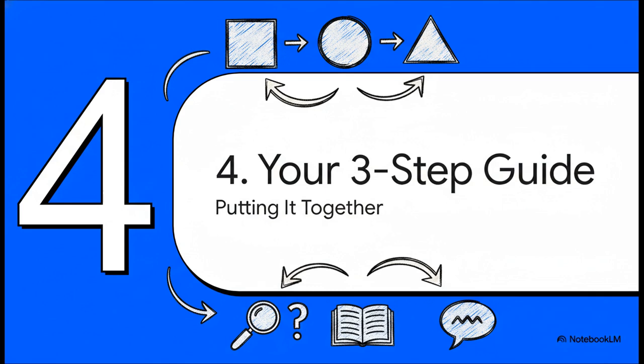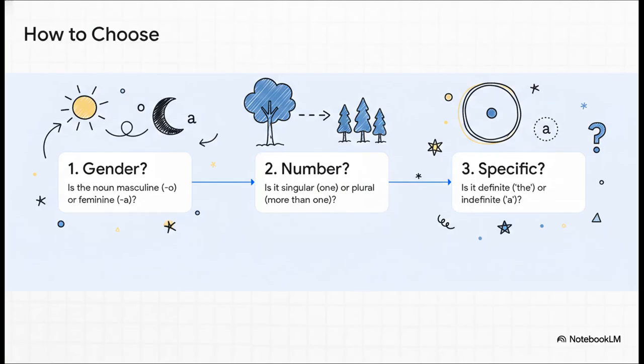Okay, let's pull all of this together. We've met both families, we've learned the rules. Now let me give you a foolproof 3-step method you can use every single time to pick the perfect article. This is it, your 3-step guide. Every time you need an article, just ask yourself these questions. 1, gender. Is it masculine or feminine? 2, number. Is it singular or plural? And 3, specificity. Are we talking about the specific one or just a general one? You answer those 3 questions, you'll nail it every time.